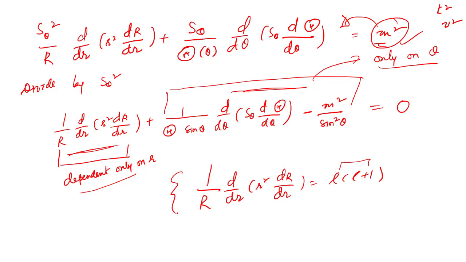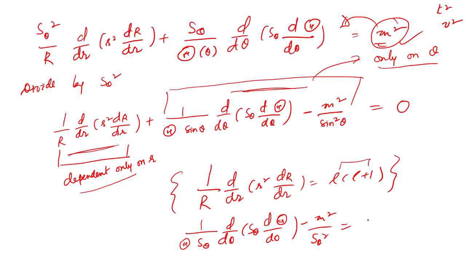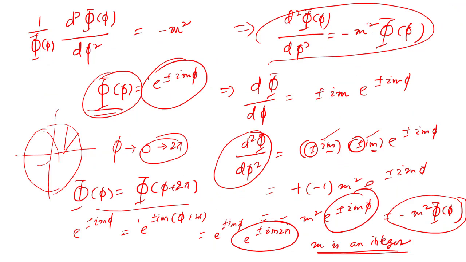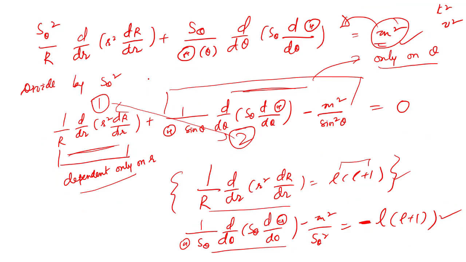So that would be the r part, and the theta part would be 1 over theta sine theta d by d theta sine theta d theta by d theta, minus m squared by sine squared theta. That would be equal to negative of L into L plus 1. So when you add these two parts, part 1 and part 2, you get 0, because each of those equals the same constant with a change in sign. So we already got the solutions for phi. The solutions for phi are e to the power plus or minus i m phi. And now we have two more equations, one for r and another for theta.